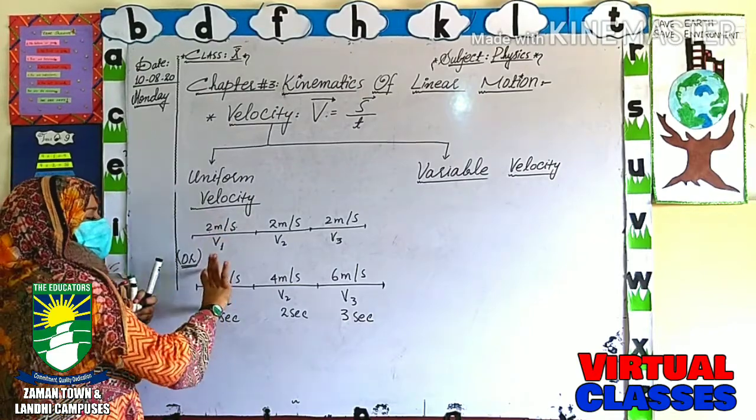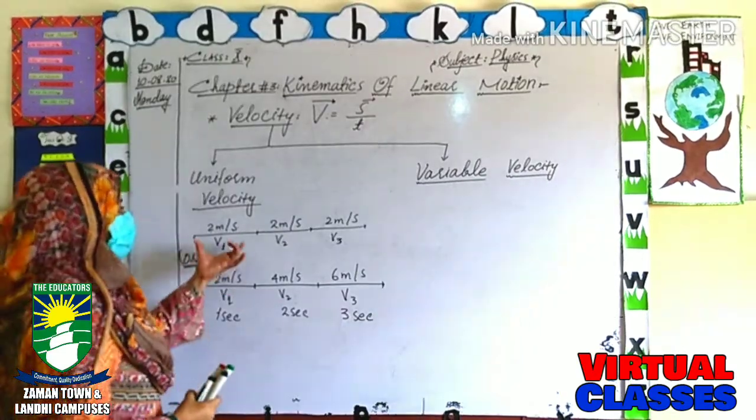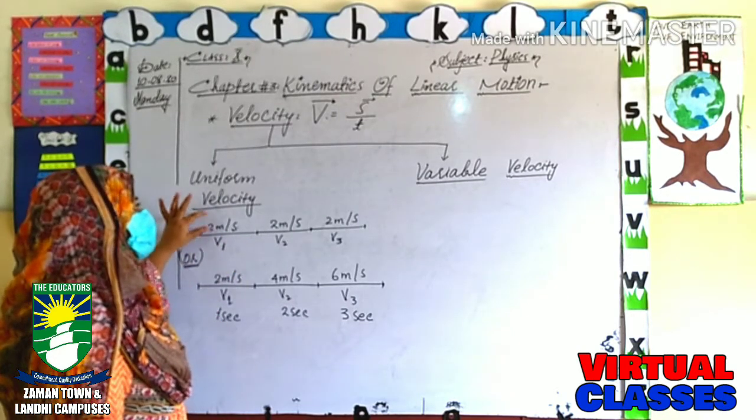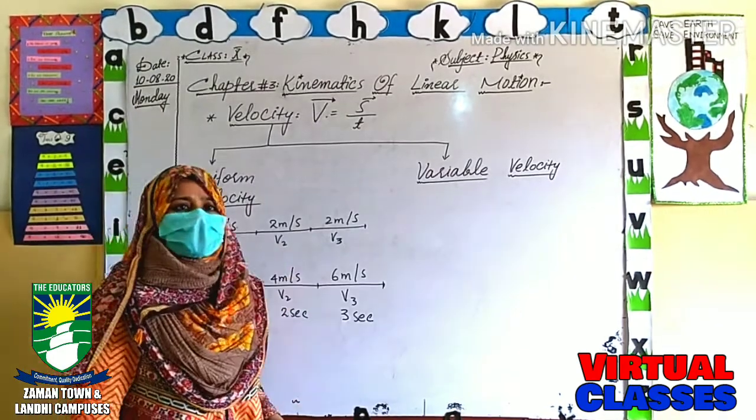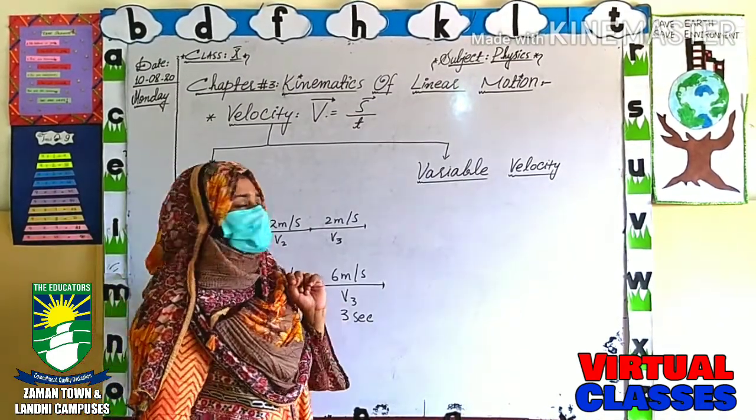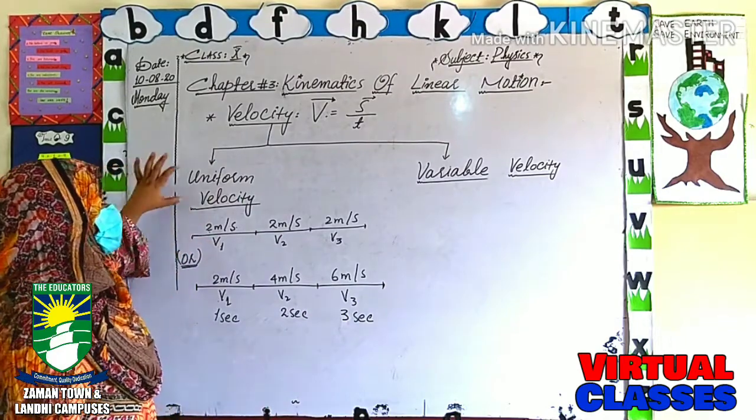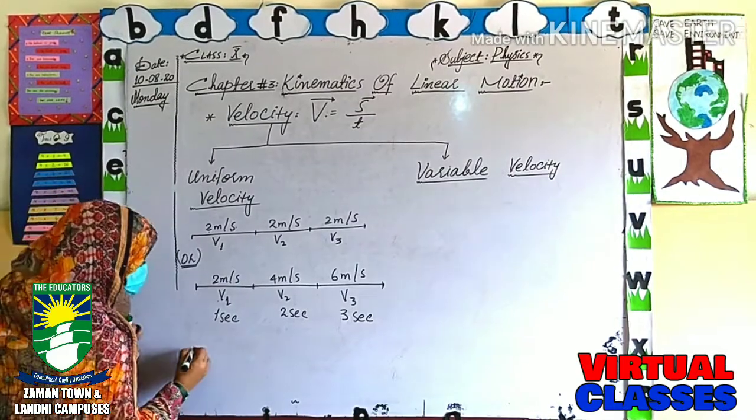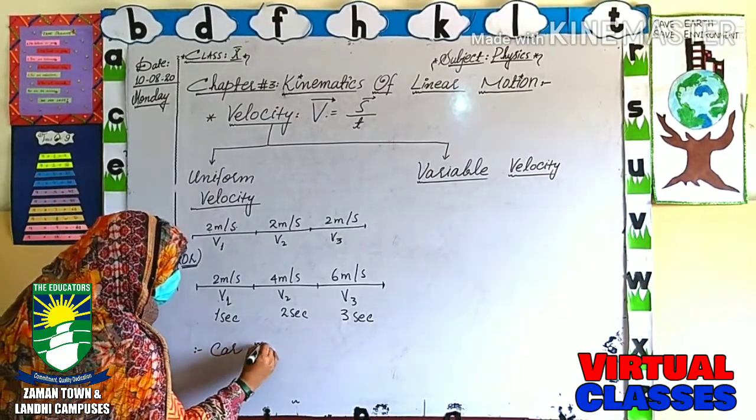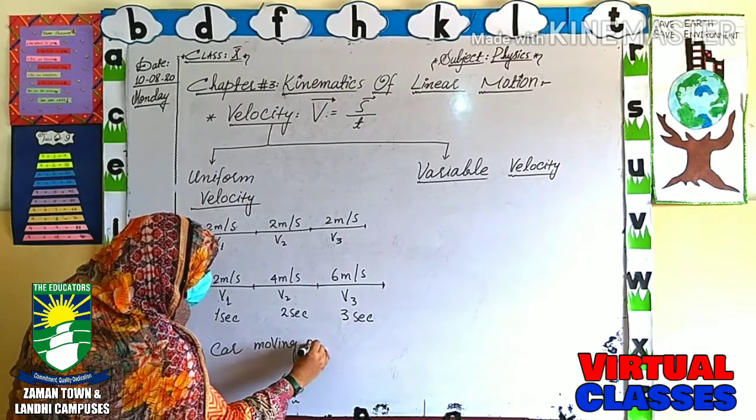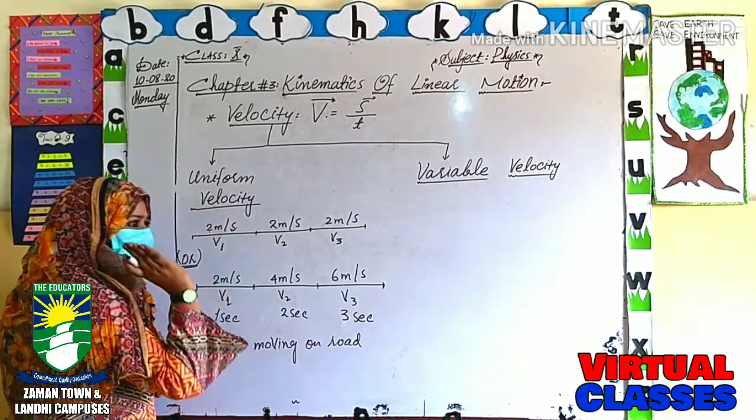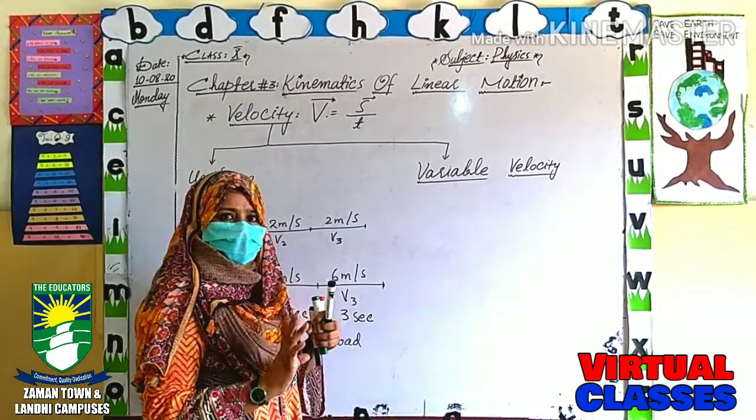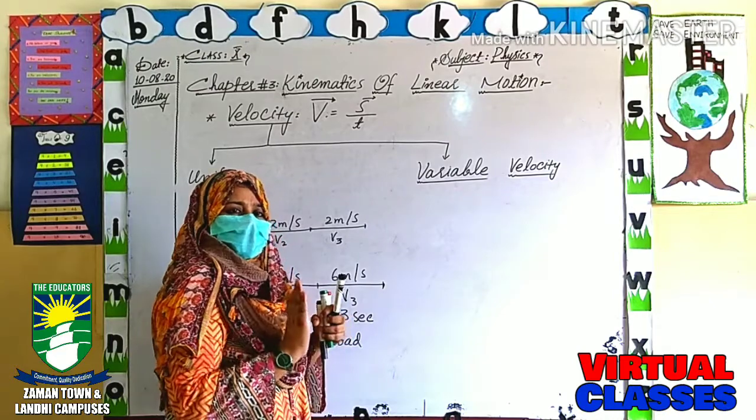In both the examples, what is concluded here? In every case, what is the velocity? It is 2 meter per second, the velocity is not changing. When the velocity is not changing, it is considered uniform velocity. An example of uniform velocity is a car moving on road with uniform velocity, means the velocity is not changing. Remember, the car is moving with the same velocity every time.